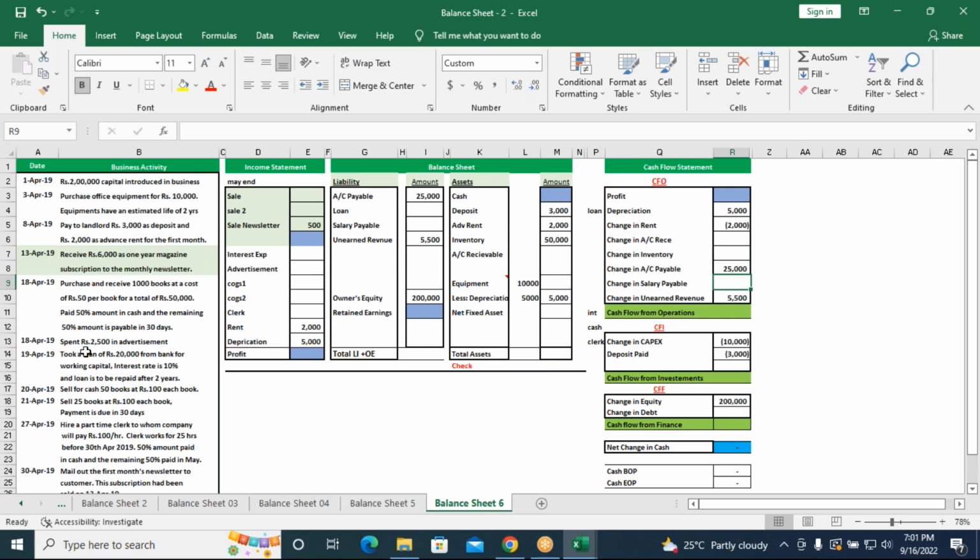Next, spent rupees 2,500 on advertisement, equal to 2,500. Then took a loan of rupees 20,000 from bank for working capital. So here I have to show the debt. It is not there here. Loan, yes. So loan is 20,000. Okay, here my debt will be 20,000.